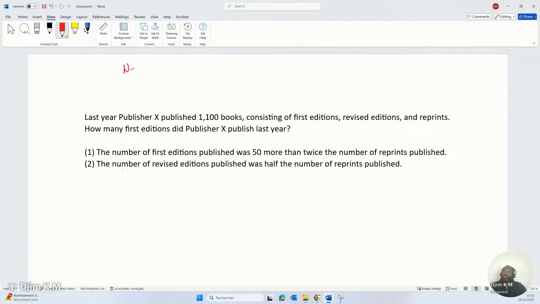So we have the total number of books published is 1,100, which is also equal to first edition, I will call it F, and revised edition R, and reprinted edition, I'll call it P. So we need to find how many first editions did publisher X publish. So we need to find F.